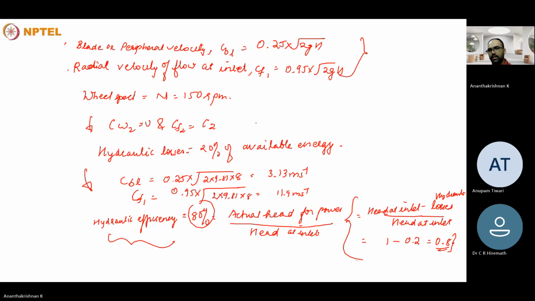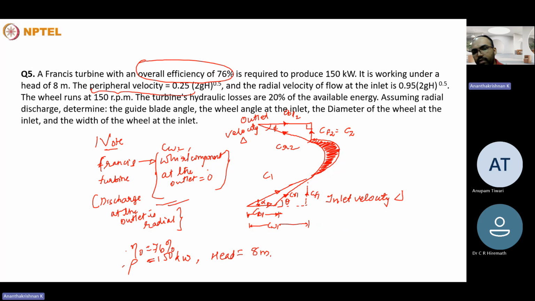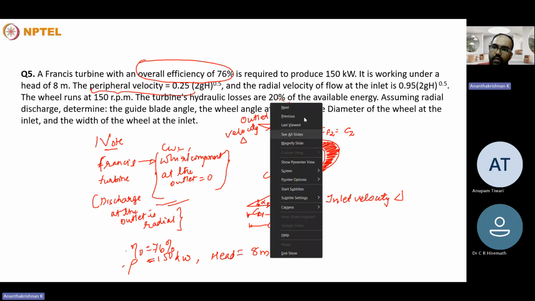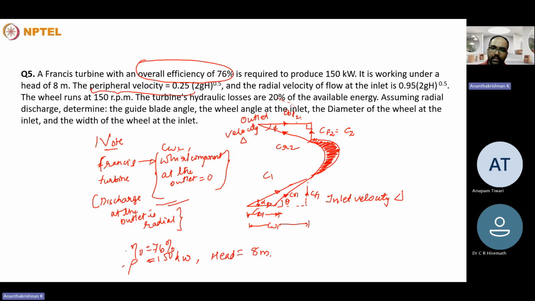So this was a comparatively difficult numerical compared to the previous one. We had to determine guide blade angle, alpha, wheel angle at the inlet, theta, diameter of the wheel at the inlet, and the width of the wheel. So the given parameters, we know a formula for the peripheral velocity, radial velocity, the turbine rotational speed, and the overall efficiency. So how will we tackle this? First we need to determine the guide blade angle. Guide blade angle is alpha.